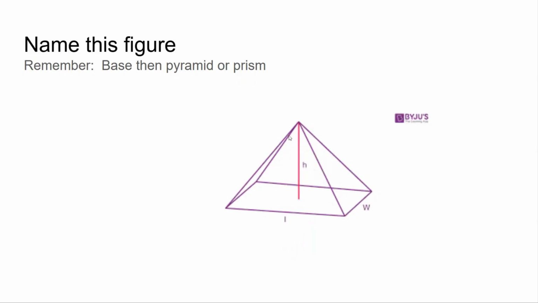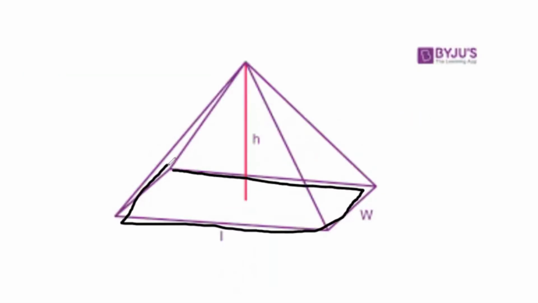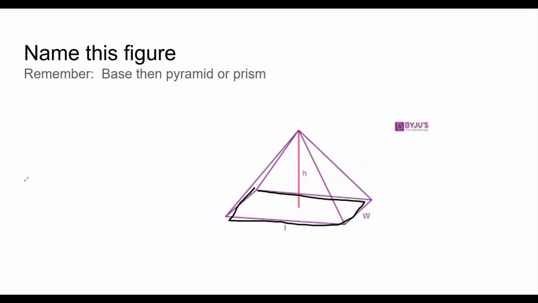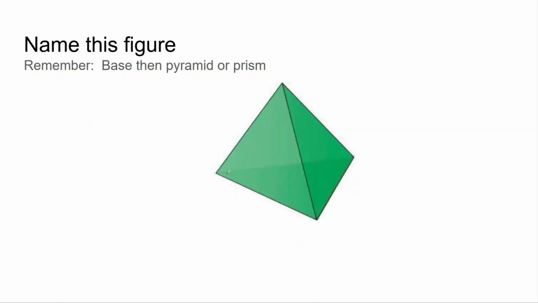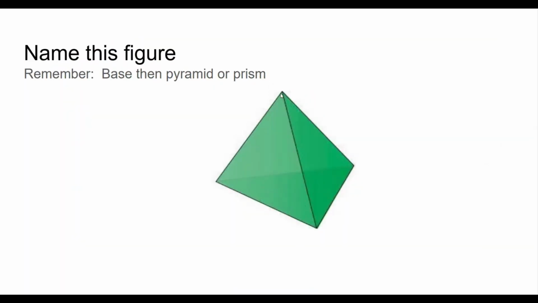All right. Name this figure. This is clearly not a square. It doesn't look like a square. It definitely looks more like a rectangle. The base is a triangle and it's a pyramid because of the tip up there. So we call it a triangular pyramid.